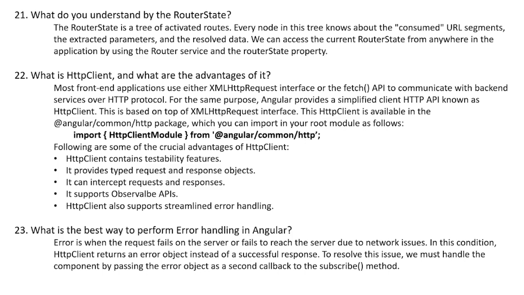Question 22. What is HTTP client, and what are the advantages of it? Answer. Most front-end applications use either the XMLHttpRequest interface or the Fetch API to communicate with backend services over HTTP protocol. For the same purpose, Angular provides a simplified client HTTP API known as HttpClient. This is based on top of the XMLHttpRequest interface. This HTTP client is available in the @angular/common/http package, which you can import in your root module as follows. Import HttpClientModule from @angular/common/http.